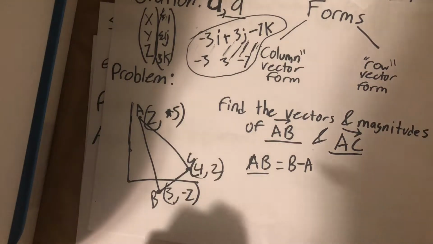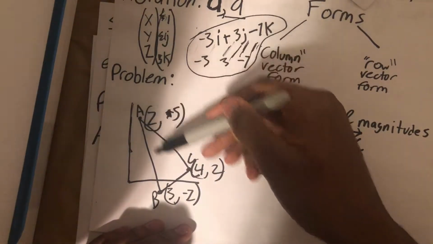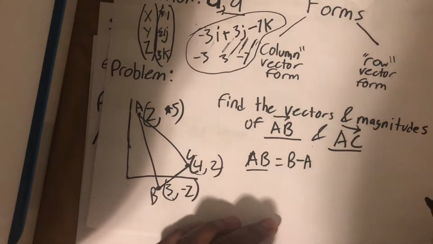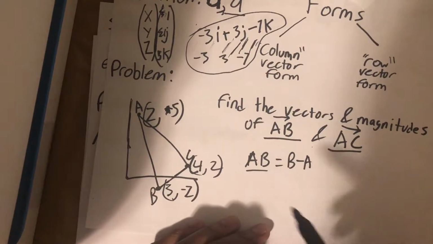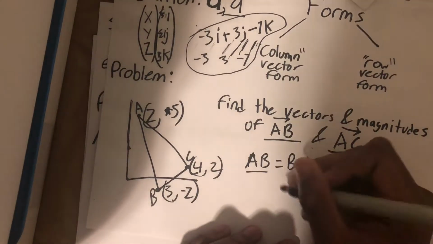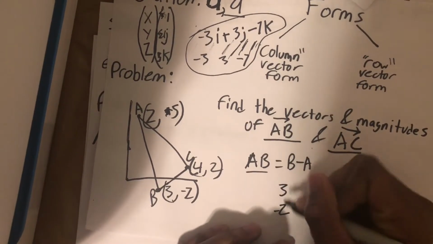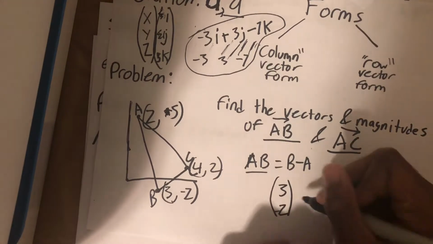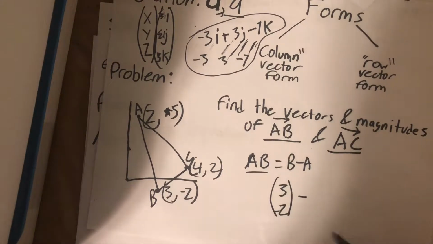So then basically what you need to know is that vector AB is equal to B minus A. So we know what B equals. B equals 3, negative 2. And so you just do 3, negative 2 like you would normally show. And then it's subtracting A.